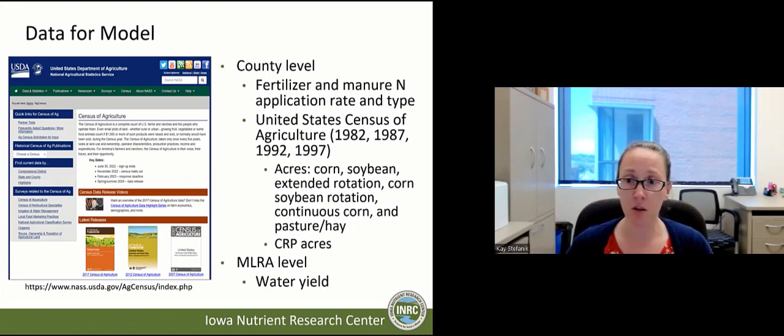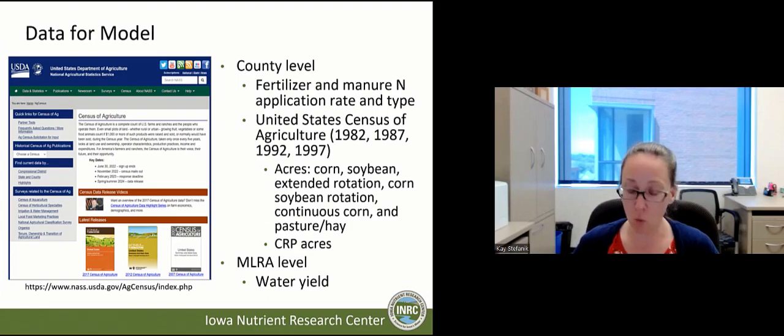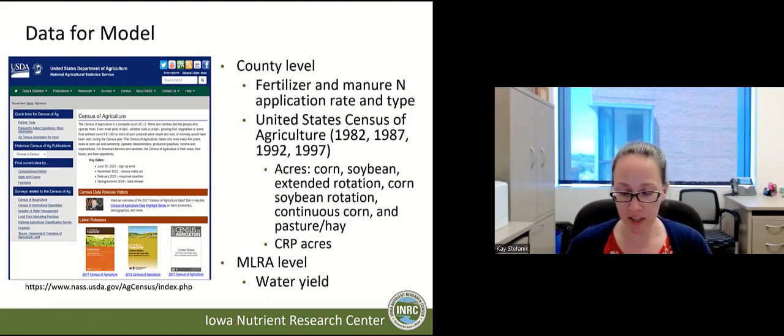And then we used that information to calculate extended rotation acres, corn soybean rotation acres, continuous corn acres, and pasture and hay. We also got some information on CRP acres. And then on the MLRA scale, we used water yield. Water yield is the amount of water leaving the landscape and flowing down to various streams and rivers. And this was kind of a 30-year estimate that was used for our water yield.